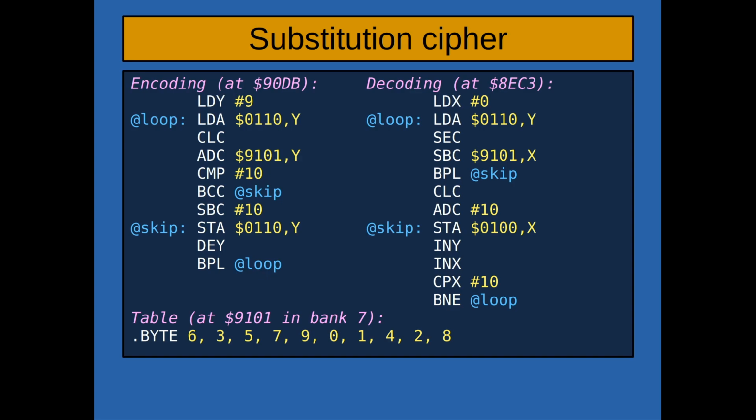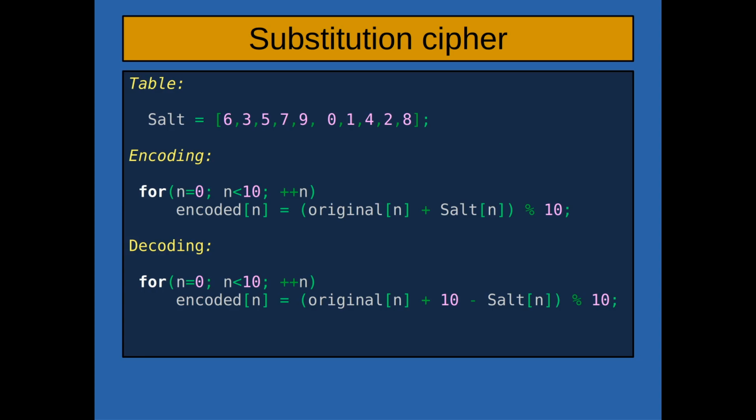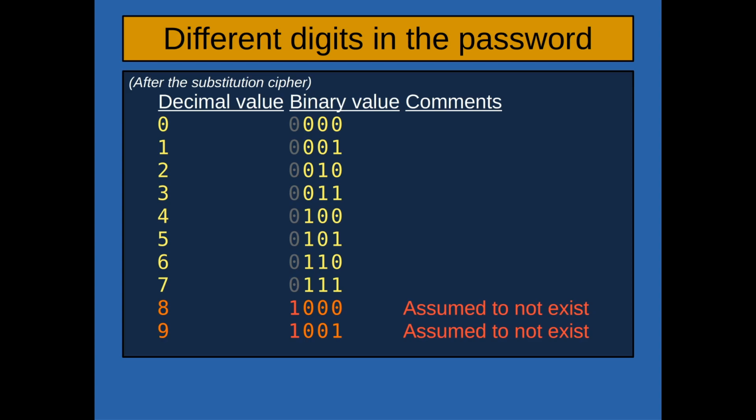What happens here is that for each of the 10 positions in the password, a value is taken from the table at that position and added to the digit found in the password. If the result is 10 or greater, 10 is subtracted to keep the value in 0 to 9 range. The decoding is exactly the same, except that instead of adding, it subtracts. Here is the same code translated to some language. For each digit in the password, the digit is added or subtracted when encoding or decoding, and the result is wrapped to the 0 to 9 range. At this point, the game expects that each digit in the password is in 0 to 7 range. They may not necessarily be, but it expects that they are.